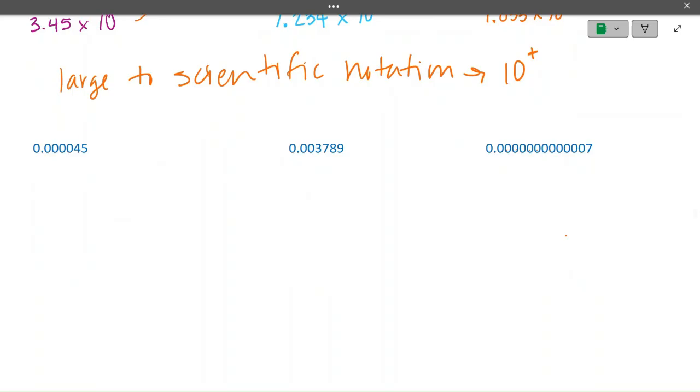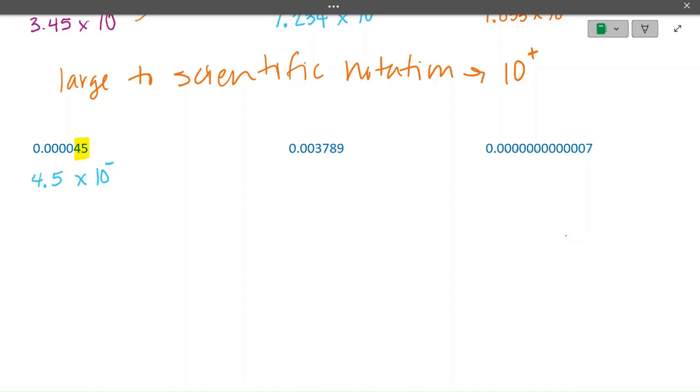So we're looking for our first set of non-zero numbers, which is right here. And we start by writing this as a number between 1 and 10. So I'm going to make this 4.5. I'm still going to multiply it by 10, but I want you to notice something. 4.5 is significantly bigger than 0.000045. To make this number smaller, my exponent has to be negative.